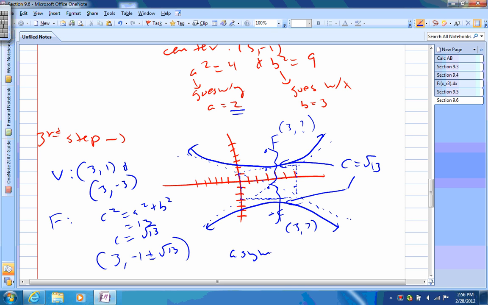Asymptotes, don't worry about it. That's a little too much work. If the center's not 0, 0, don't worry about it. I won't ask for it.